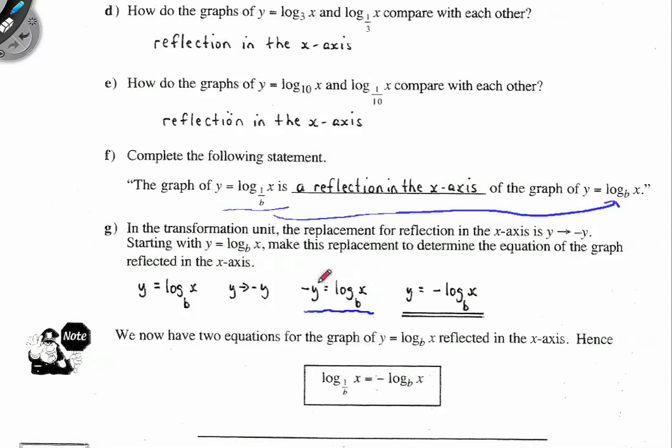Okay, and now what about this negative? This negative can be transferred over here. And it seems that, therefore, this equation must be equal to log of x to the base 1 over b. So that's what it's saying here. We've now got two equations for the graph of log x base b. It can either be written as this or as this.